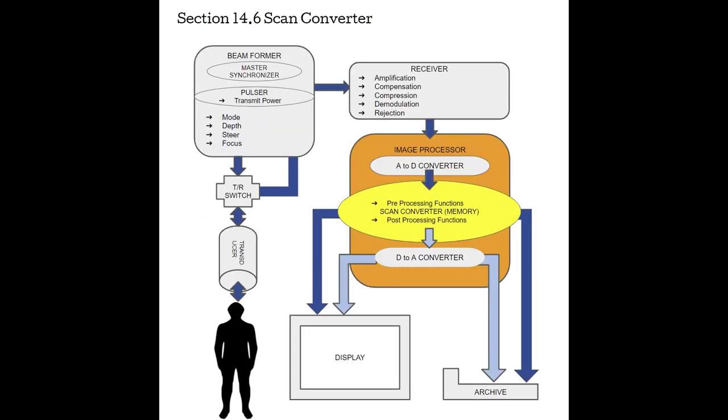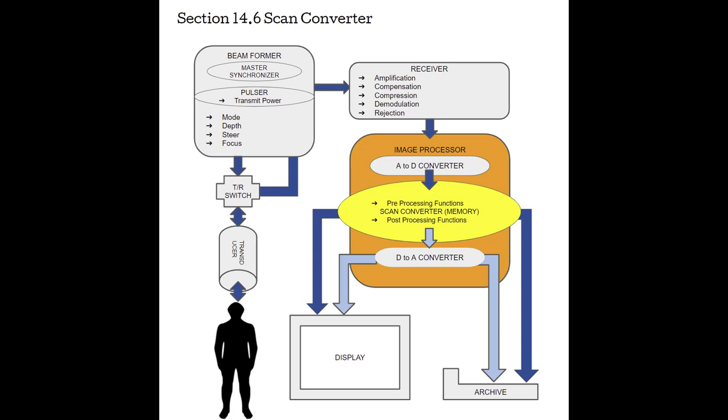So next up, we have the scan converter in section 14.6. Once digitized, the scan line information is sent to the scan converter. Now, there is not an image created yet at this point. The machine is still acquiring every single scan line for the final display. So the scan converter really provides another place in which information can be processed, but now we are manipulating digital information versus analog information. So we have a spot where we can do pre-processing functions and post-processing functions around the scan converter. And then we also have the scan converter sending information to the display or to the archive.